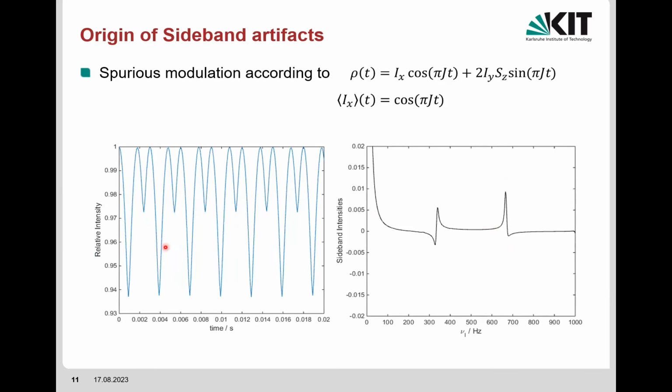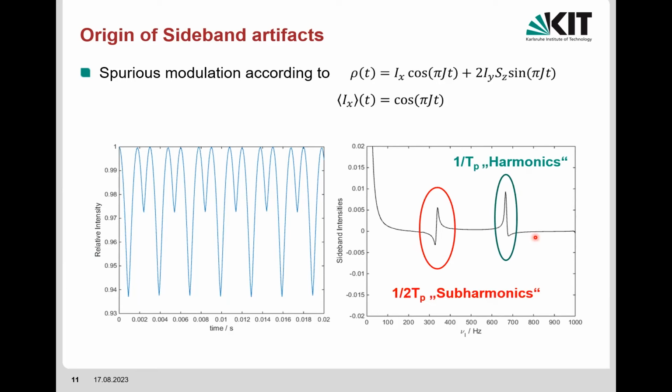And of course, if you have a modulation that's more complicated, we experience more than one sideband. And be aware that the phase is not necessarily the same as the central signal. The strongest sidebands you usually see in periodic sequences are at 1 over TP, TP being the periodicity time, and then 1 over 2 TP, and they're called the harmonics and the subharmonics. And then many more peaks might appear also from imperfections of the pulse that we use.